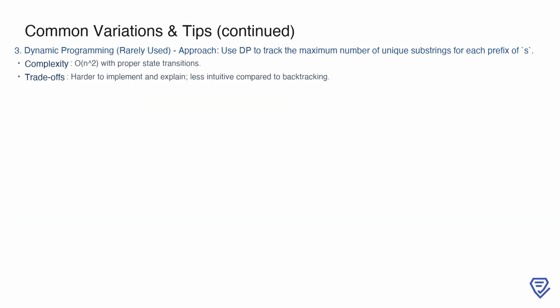Another approach, though rarely used, is dynamic programming. Here, you track the maximum number of unique substrings for each prefix of the string. While its complexity, O(n²), is better than backtracking in some cases, it comes with trade-offs. Dynamic programming solutions are less intuitive and harder to implement cleanly, especially under interview constraints where clarity and explanation matter. Additionally, it may not align as naturally with the problem's recursive nature, making it a less common choice for this specific challenge. Overall, while dynamic programming can be an alternative, optimized backtracking is usually the preferred method due to its balance of efficiency, clarity, and alignment with the problem's requirements.